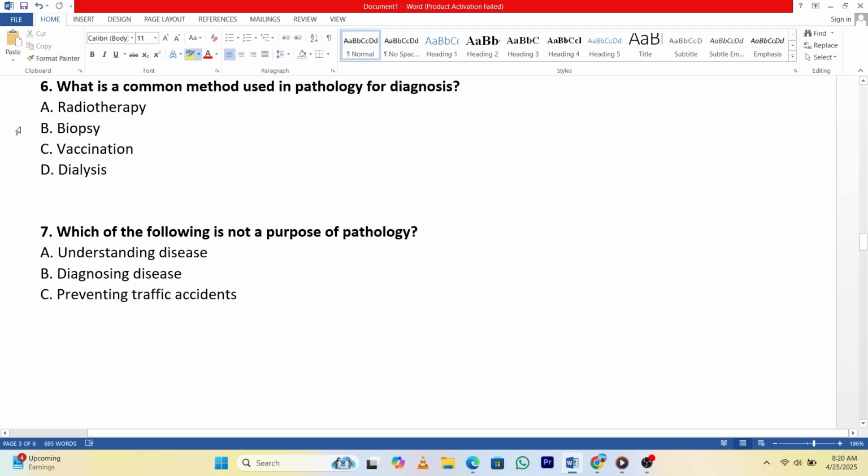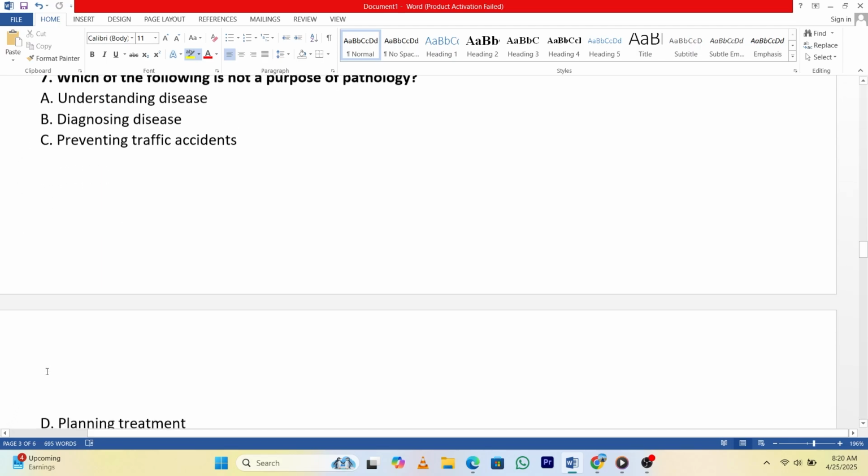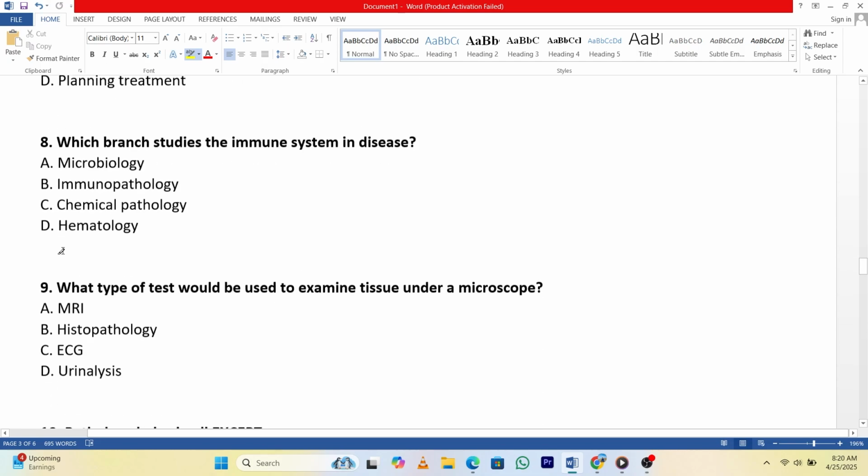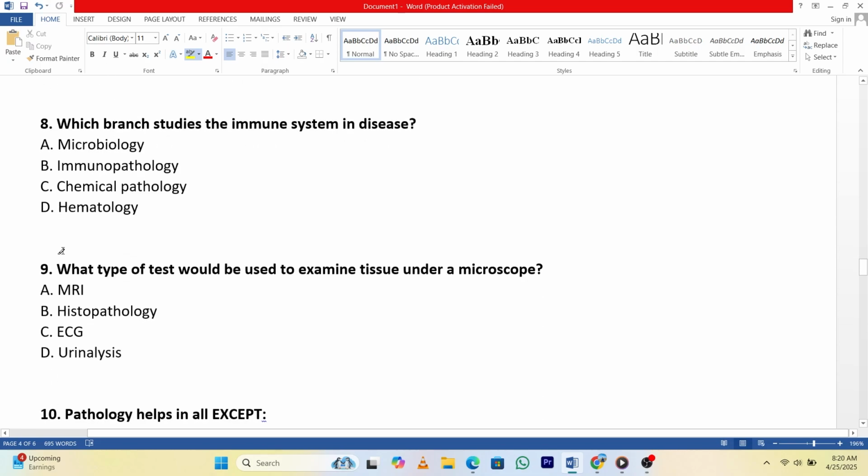7. Which of the following is not a purpose of pathology? A. Understanding disease. B. Diagnosing disease. C. Preventing traffic accidents. D. Planning treatment. Answer: C. 8. Which branch studies the immune system in disease? A. Microbiology. B. Immunopathology. C. Chemical pathology. D. Hematology. Answer: B.